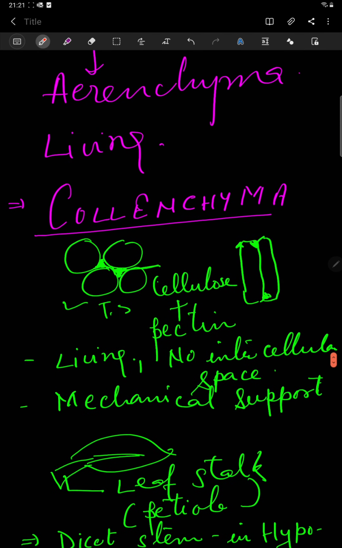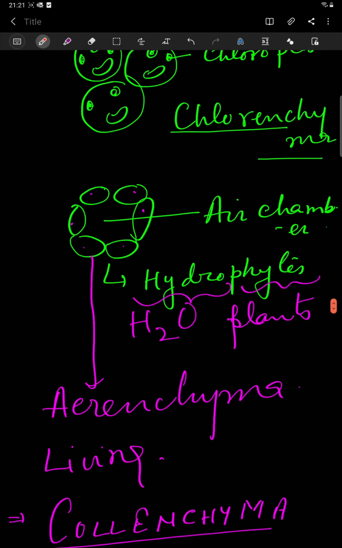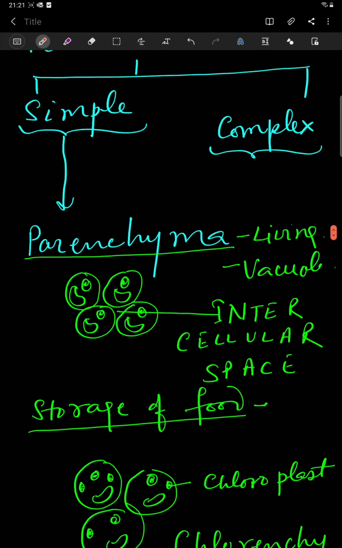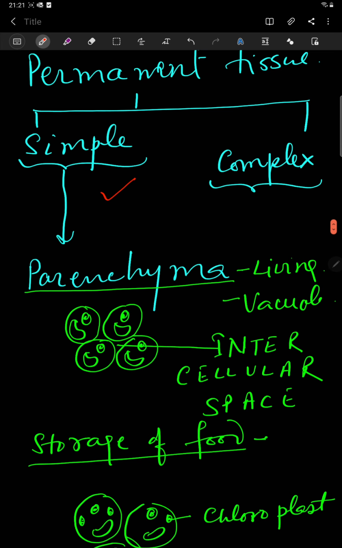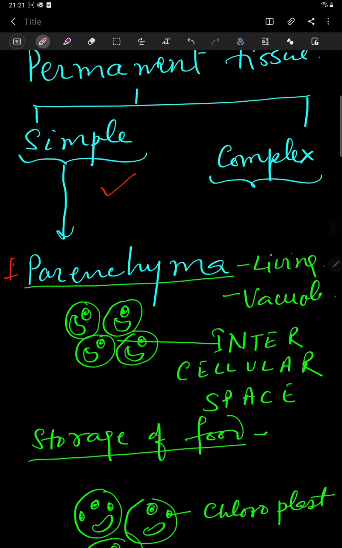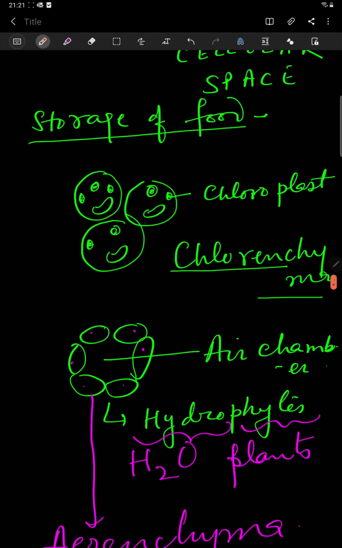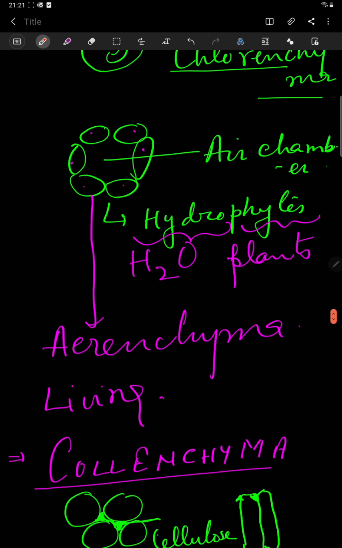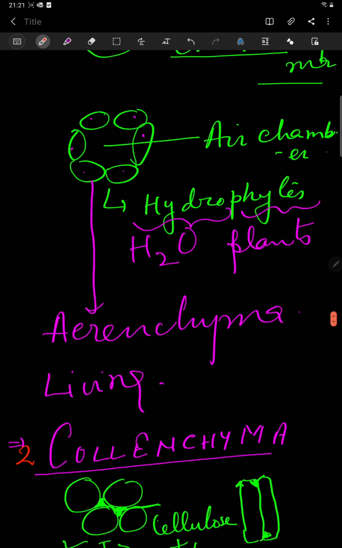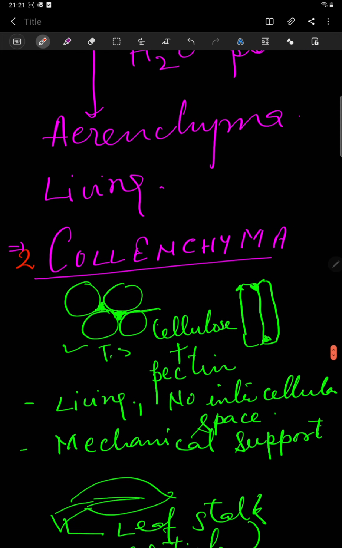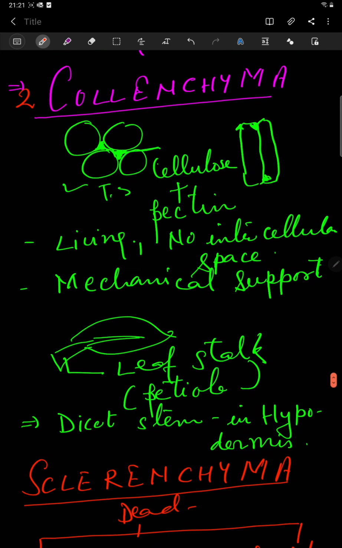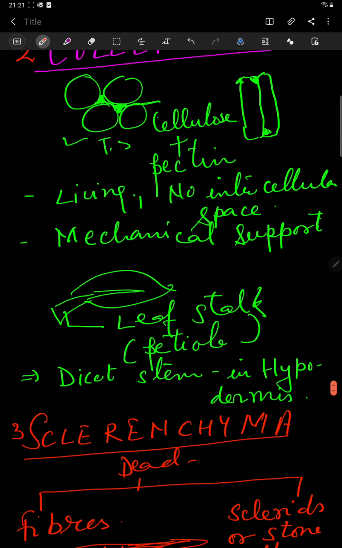Now listen very carefully. What we have completed right now is simple tissue. The first one is parenchyma. When chloroplast is there, it is termed chlorenchyma. When an air cavity is there, it is aerenchyma. The second one is collenchyma, with no intercellular space but living. And the third one is termed sclerenchyma.